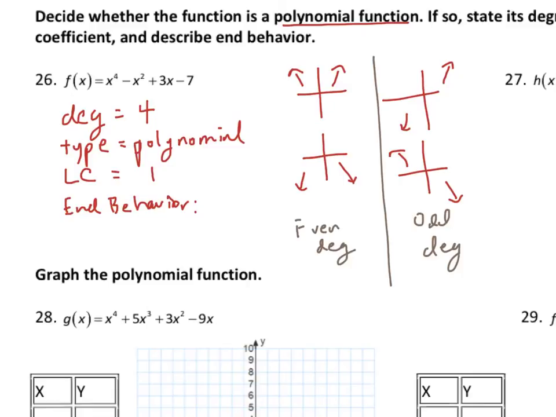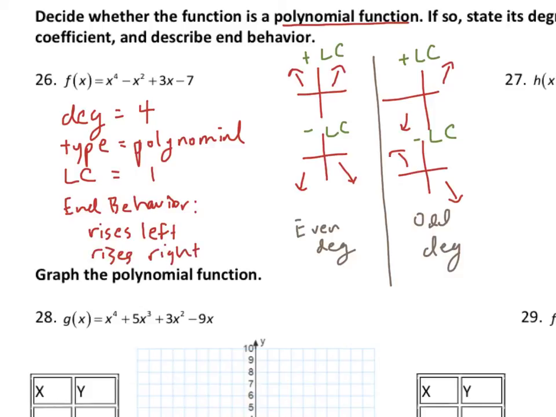And then again, after that, you say, okay, well, how do you know? Well, this one is going to be positive LC, negative LC with an even degree. This one's going to be positive LC and then negative LC with an odd degree. So when I look at this particular one, I have an even degree, so I'm looking at this one or this one. And then I have a positive leading coefficient. So the end behavior of this graph would be up left, up right, or however your teacher says. I'm going to say rises left, rises right.